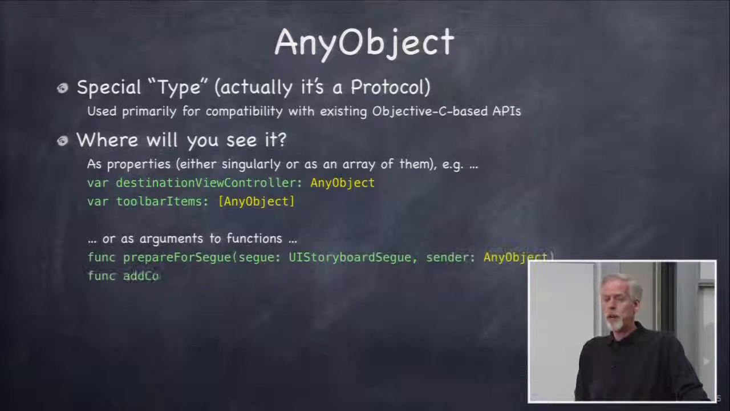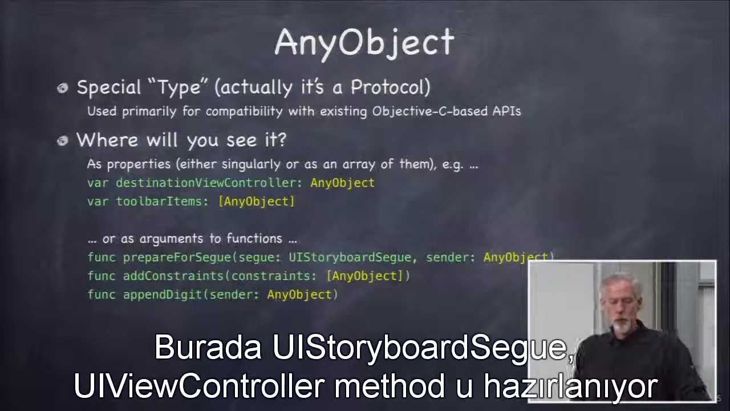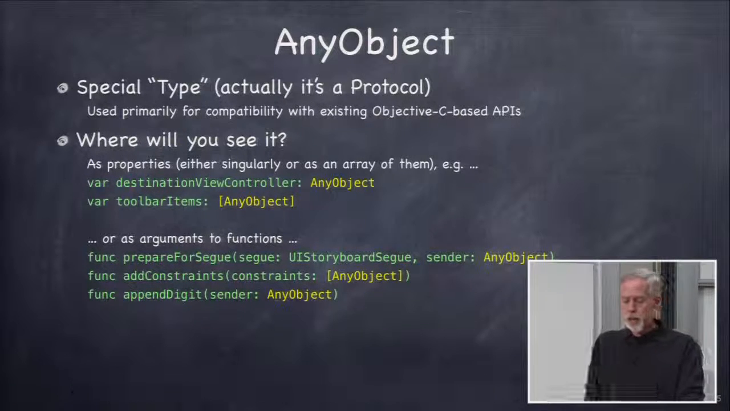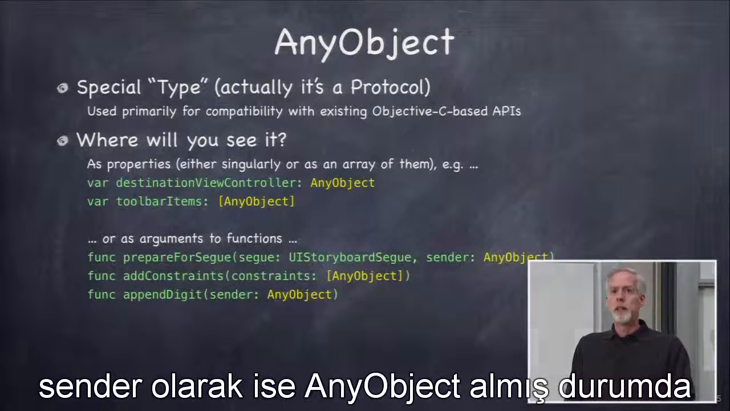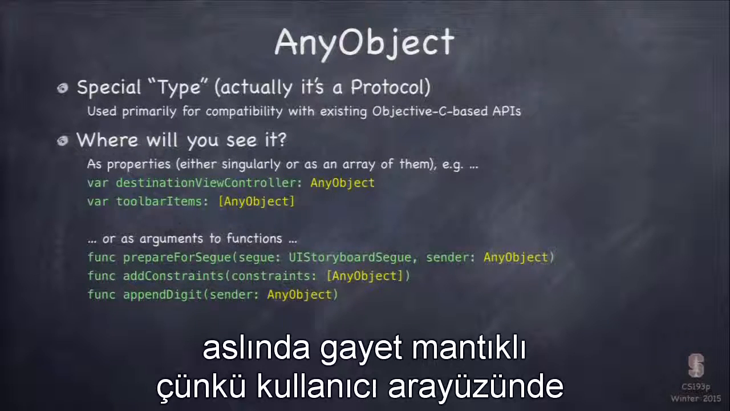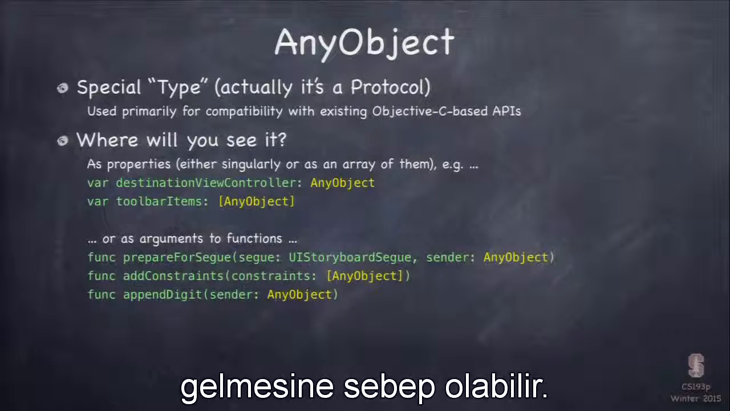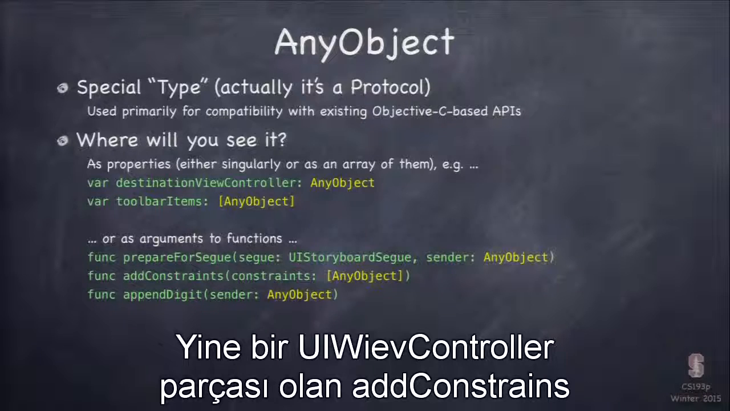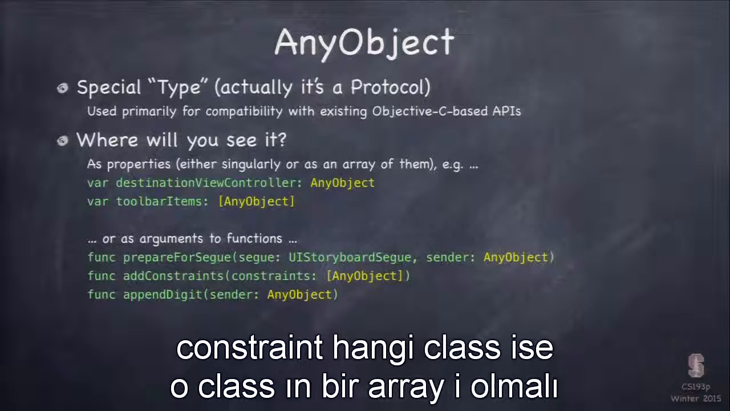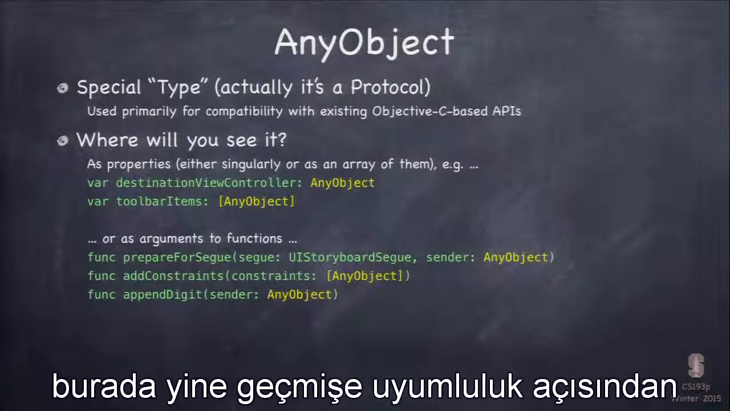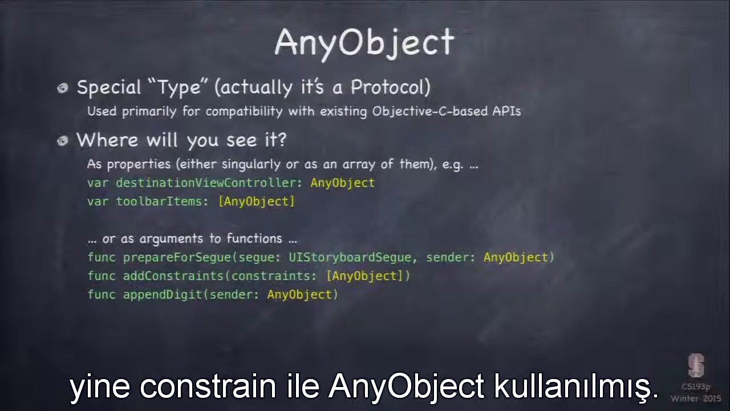You'll also see them as arguments to functions. Like here's a UIViewController method prepareForSegue. It takes a normal argument there, segue, but then it also takes a sender, which can be AnyObject. Now in that case, it kind of makes sense because whatever's causing the segue to happen in your user interface could be any object. But there's addConstraints, which is another UIView thing. You'd think that would be an array of whatever class constraints are. I haven't taught you about this, but these are the constraints that do all our UI shifting. But again, for historical reasons, it's an array of AnyObject.